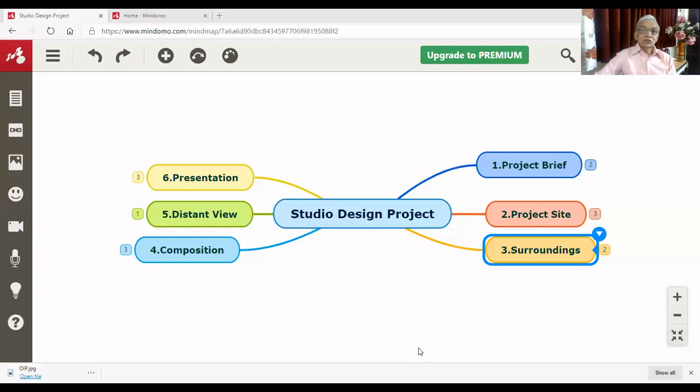Presentation by far is the most important thing, because how you present your idea, how you present your design finally matters a lot. So presentation includes the study of the background, foreground when you are rendering your elevations, appropriate human figures, and many other things.